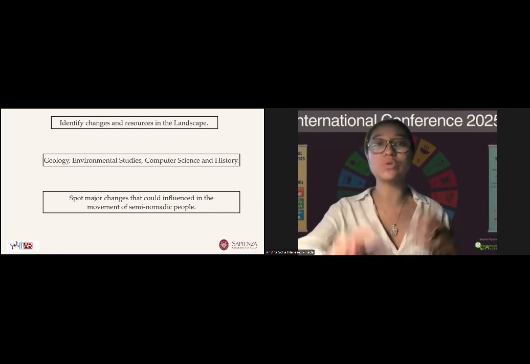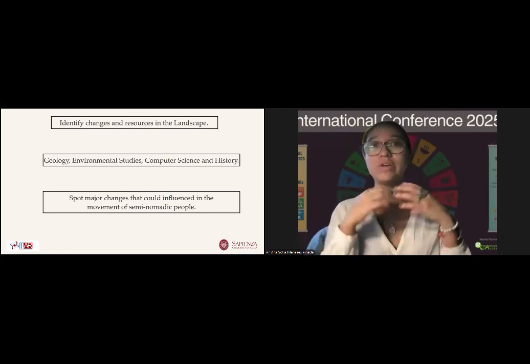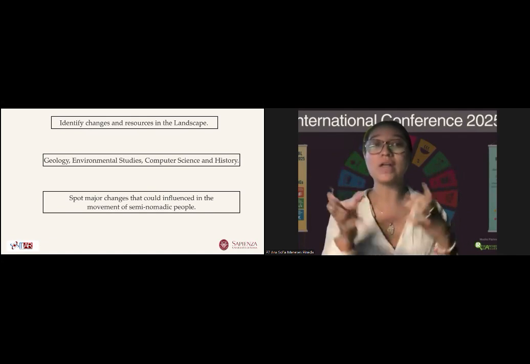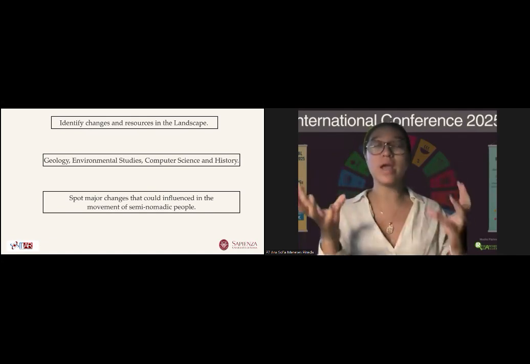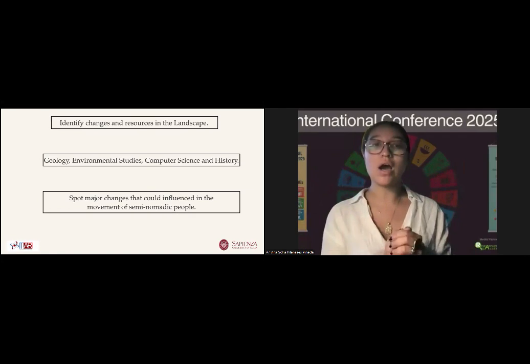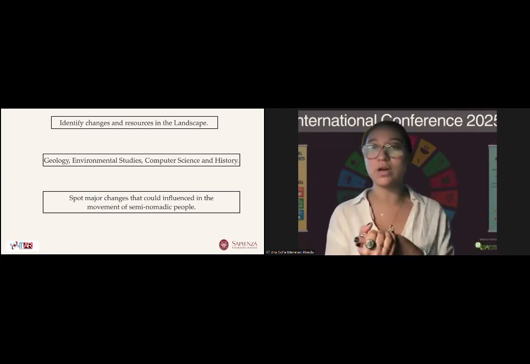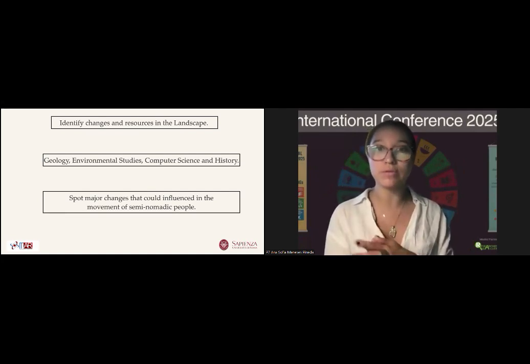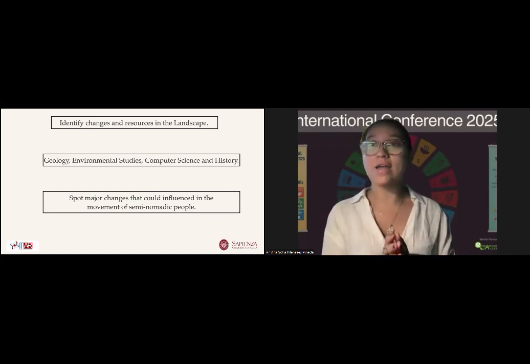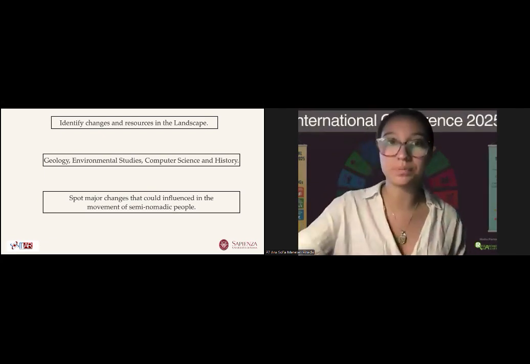So basically, historic landscape allows us to identify changes and resources in the landscape, and then through this very comprehensive and interdisciplinary approach involving geology, environmental studies, computer sciences, and other disciplines, we can spot major changes that could have influenced the movement of these semi-nomadic people, and definitely played a role in how they interacted with their own landscape, their own space, and their own environment.